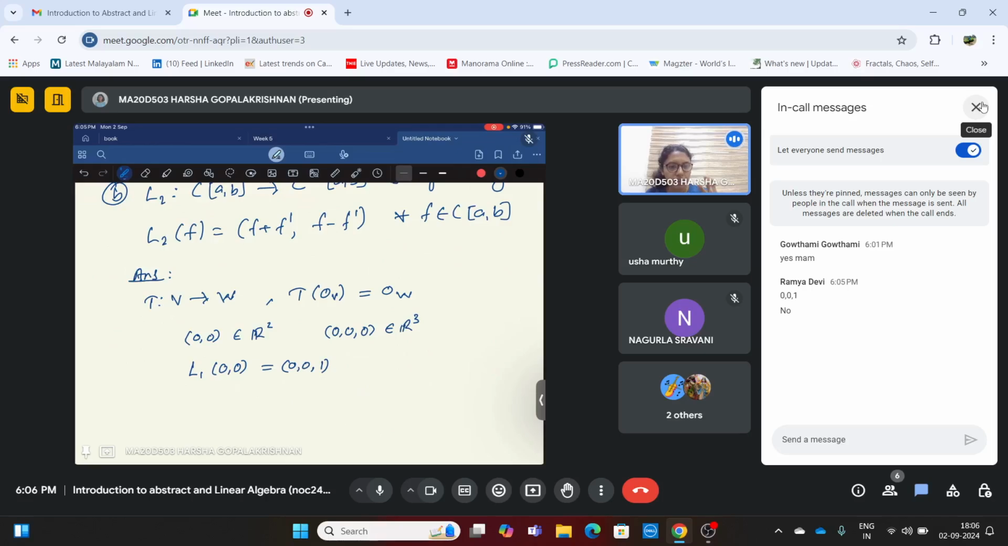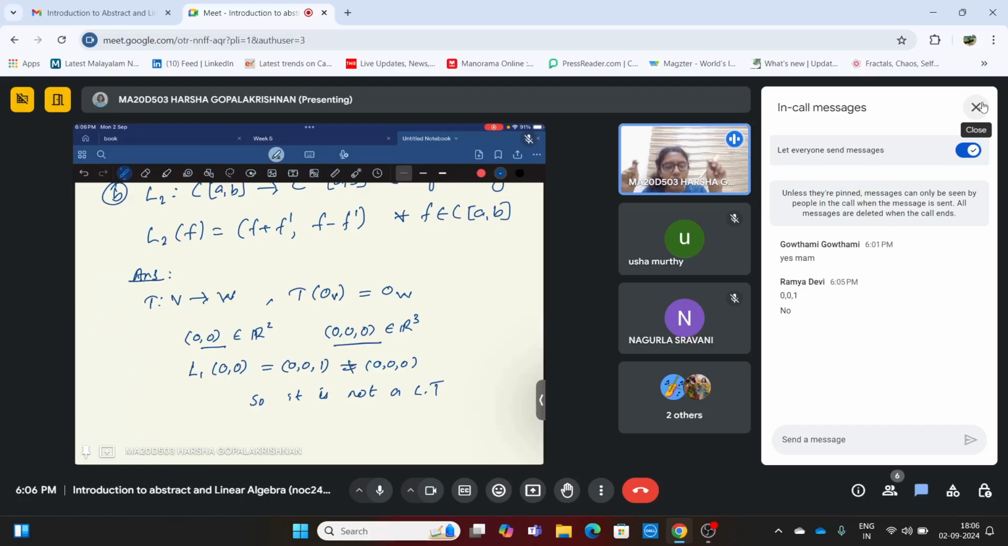If it is a linear transformation, it should map 0 to 0. Here, this 0 is not mapped to 0, right? So (0, 0, 1) is not equal to (0, 0, 0). So it is not a linear transformation. Whenever we have a map where we are adding a constant c, and c is not 0, obviously we can say this is not a linear transformation.